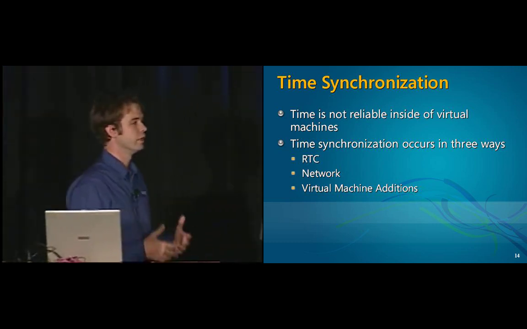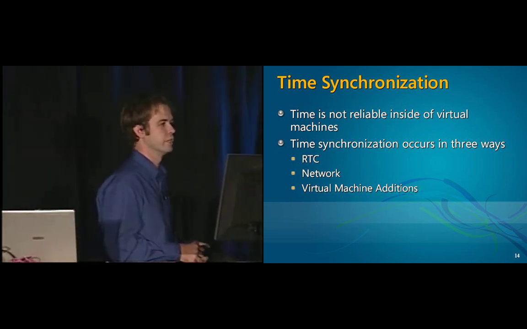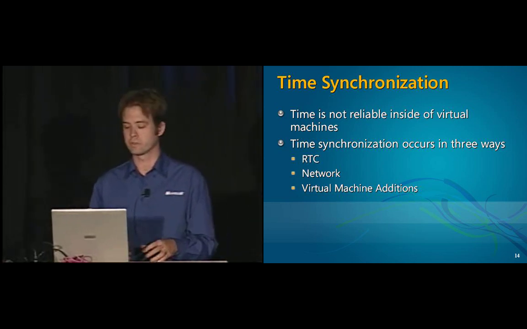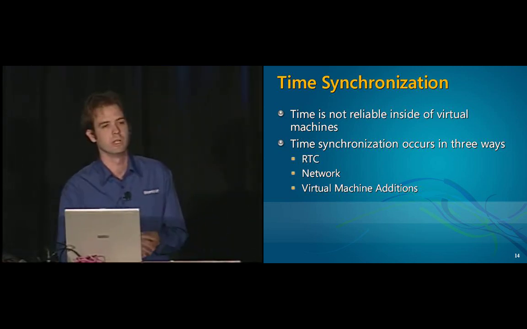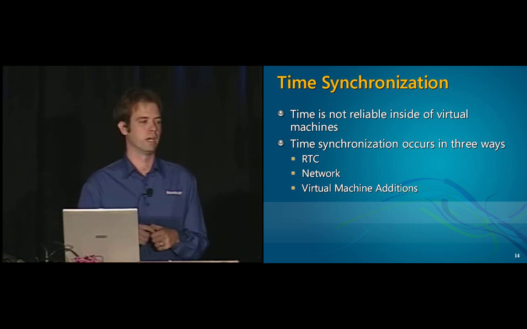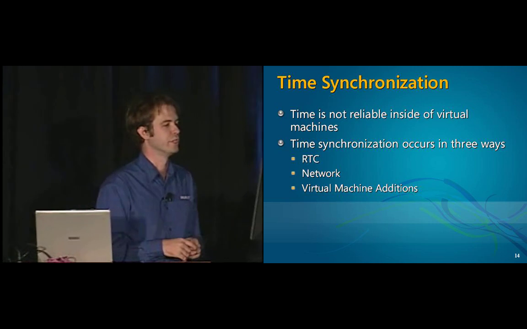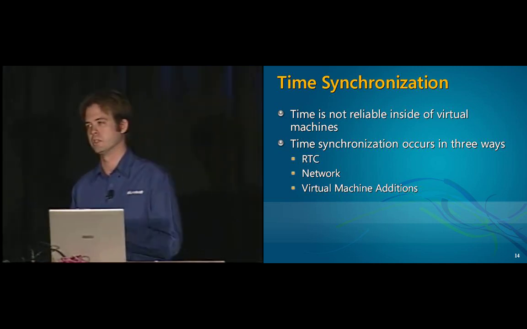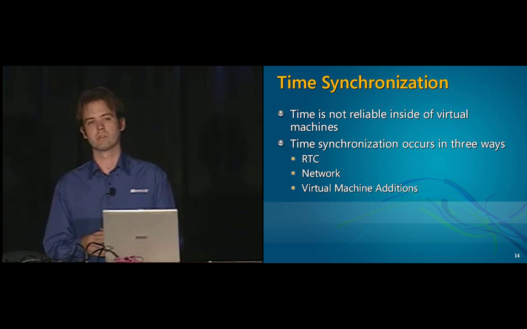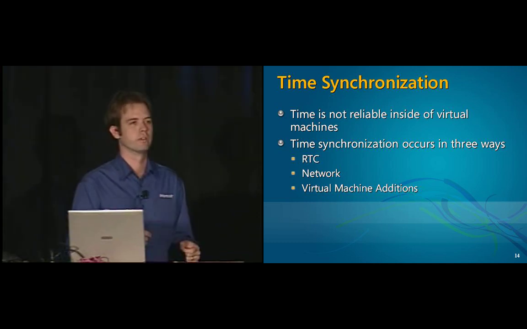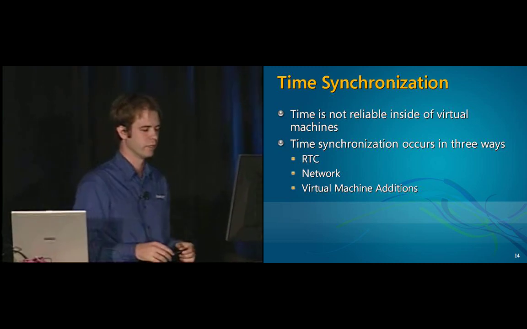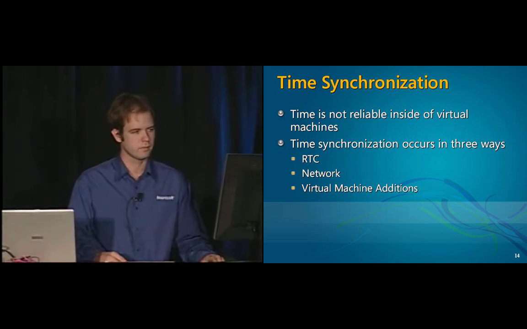The second one is by doing network time synchronization. And this is quite common, and in fact, if you have a Windows virtual machine and you join it to a domain environment, you'll automatically start doing network time synchronization to that domain environment. And the final option, which I've mentioned, is via the virtual machine additions. When you have the virtual machine additions installed and the integration service running, we will automatically synchronize the time. I think we do it every 15 seconds, if I remember properly.